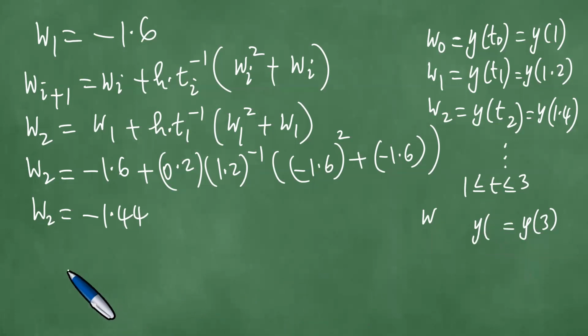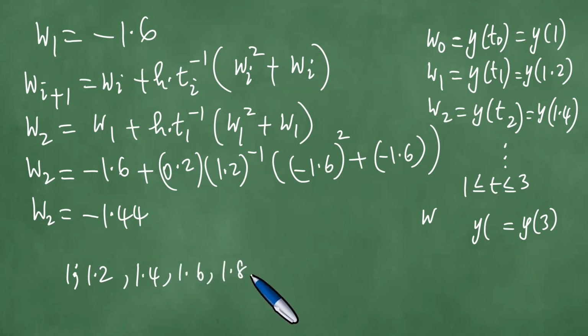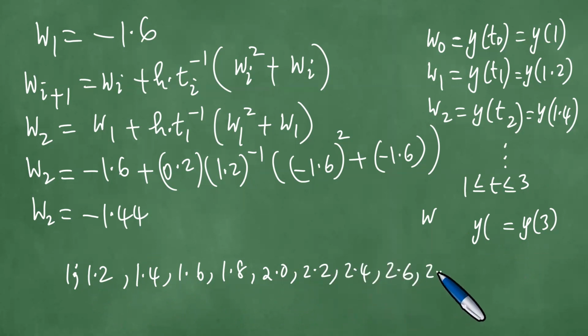So you can just do 1. You add 0.2, you add 0.2. Get that? And then it becomes 1.4. You add, it becomes 1.6. You add, it becomes 1.8. You add, it becomes 2.0. You add, it becomes 2.2. You add, it becomes 2.4, 2.6, 2.8, 3.0.